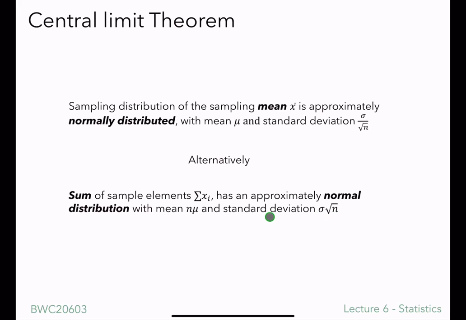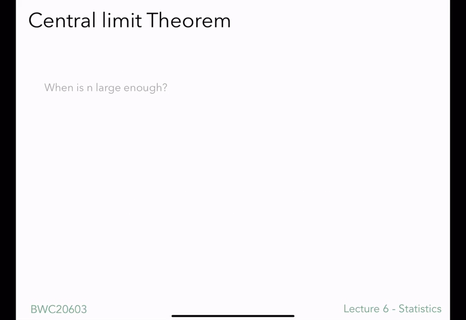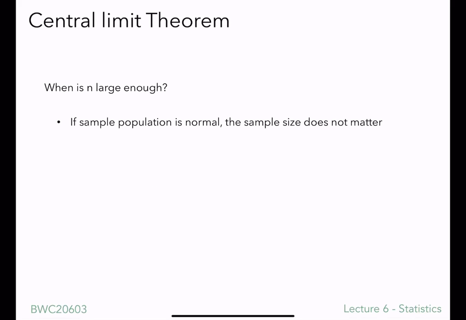But both of these will be true only when n is large. N means the sample size is large. But how large? If the population has a normal distribution, then the sample size does not matter. The sampling distribution will be normal.